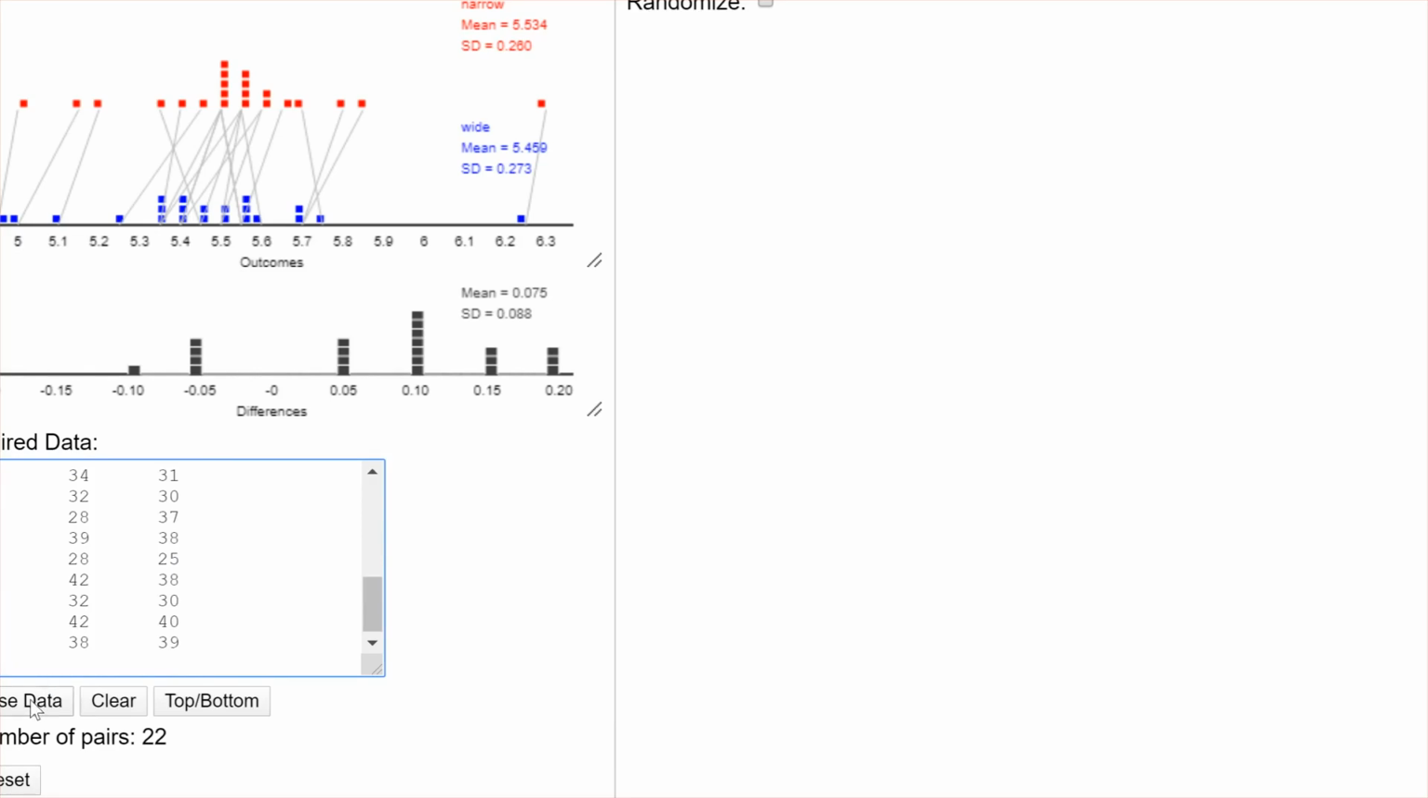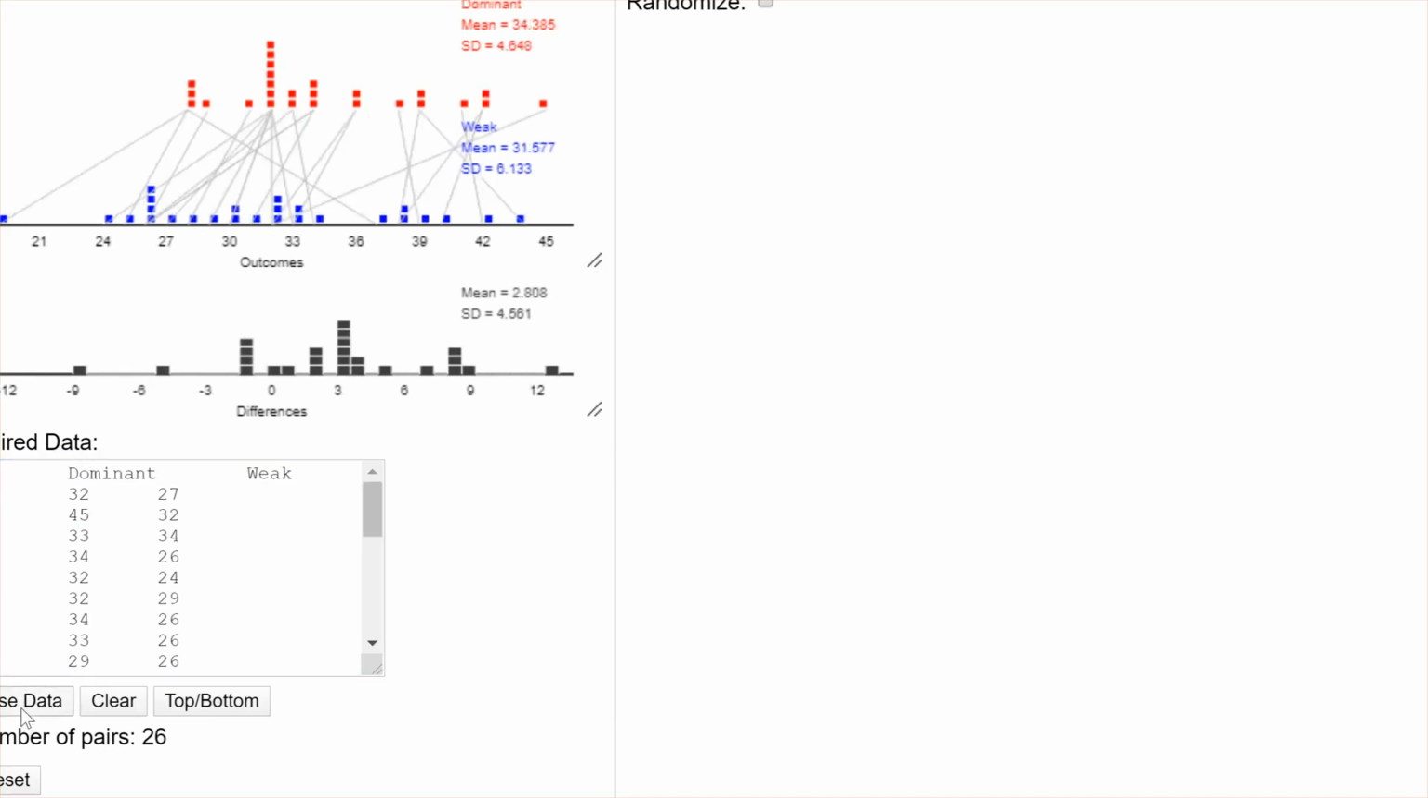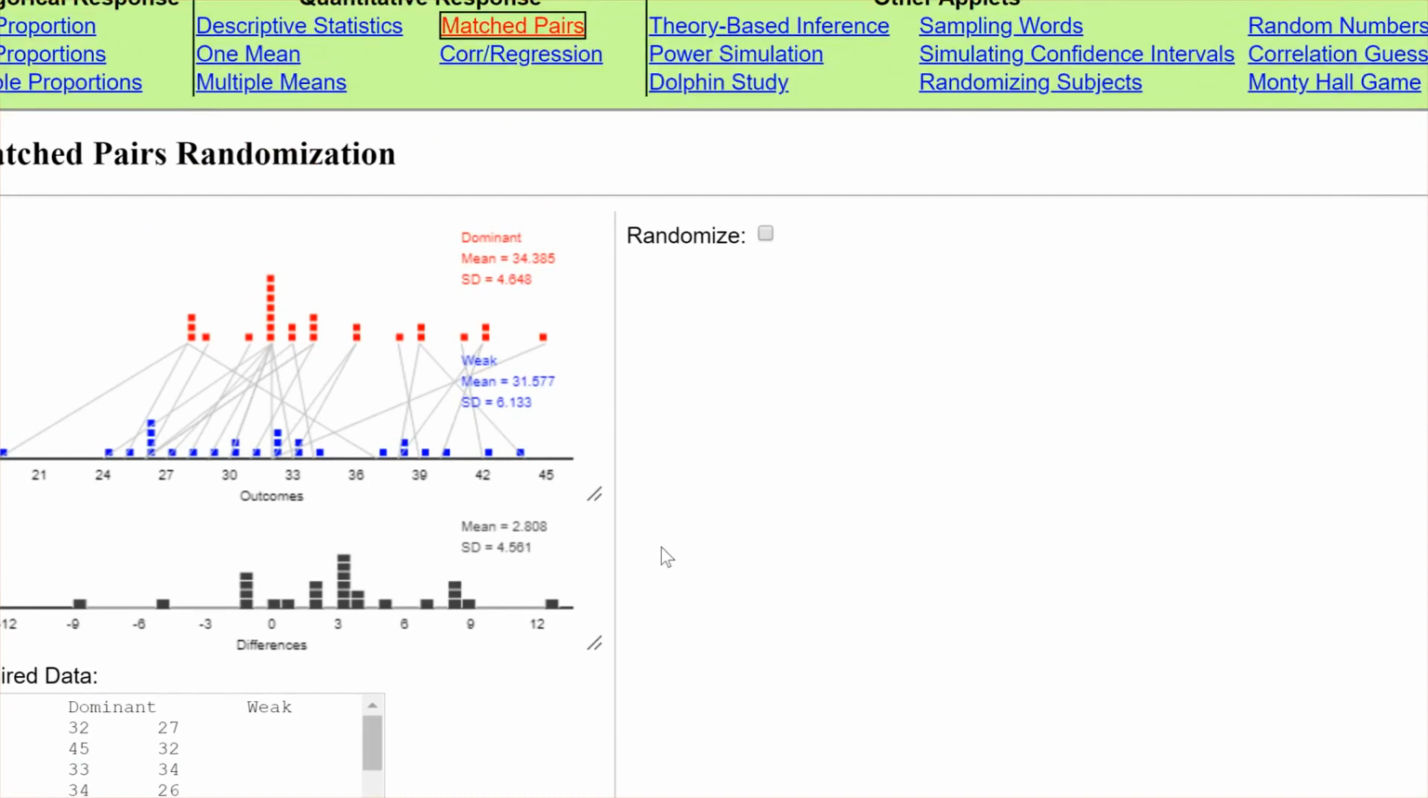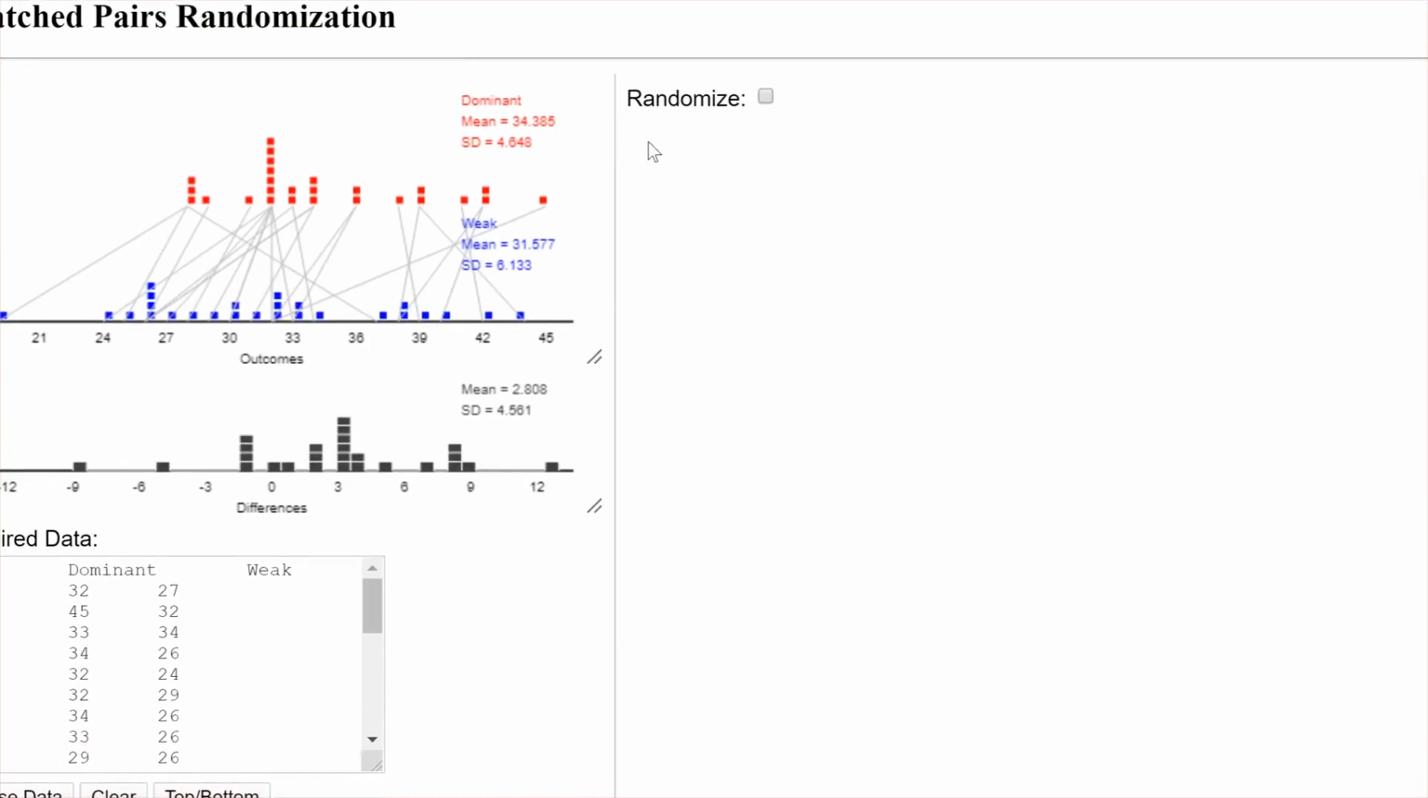After I pasted it in, you can click Use Data. And here's how the applet works. It shows the graph of all the measurements for the dominant hand. It shows the corresponding measurements for the weak hand. And it draws little lines to tell you this dot is paired with this dot that's in the weak graph. So it shows which 2 points pair up with each other.